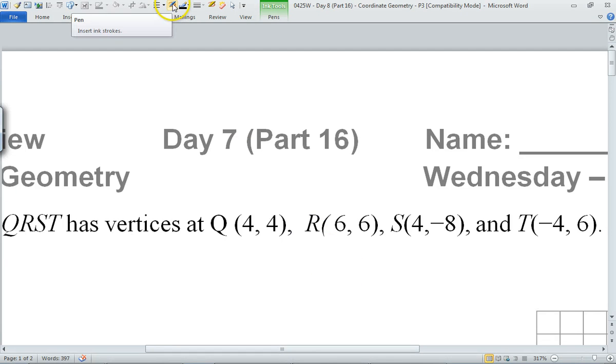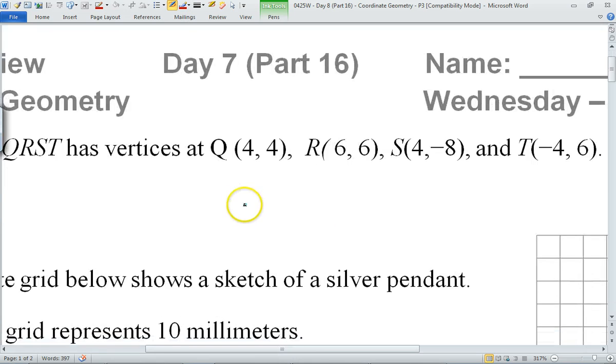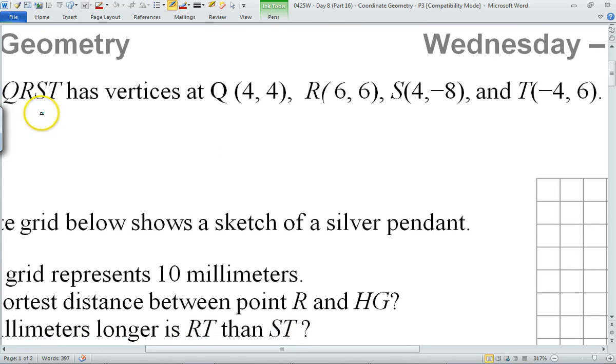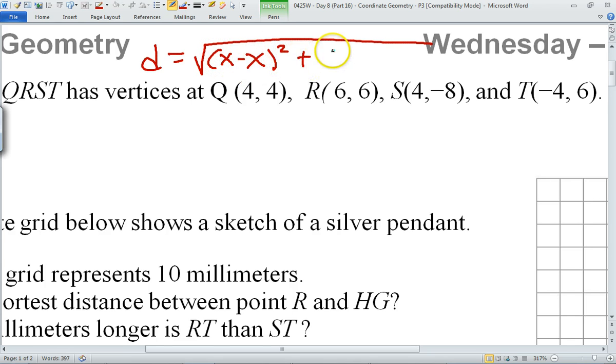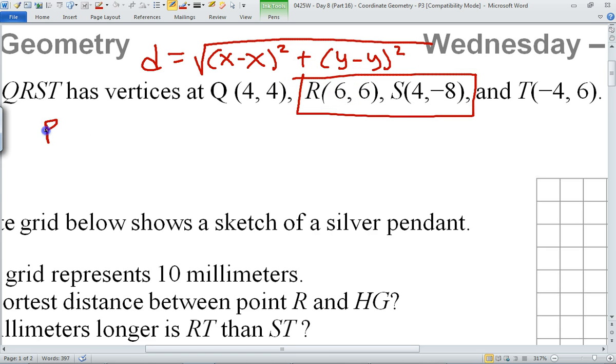Well, it basically just tells you how to do it right in the problem. It says what's the length. Anytime we're finding the length, we're going to use the distance formula. So remember, of course, the distance formula is the square root of x minus x squared plus y minus y squared. Okay? So we're supposed to find RS, so focus on these guys. Let's just do the formula.